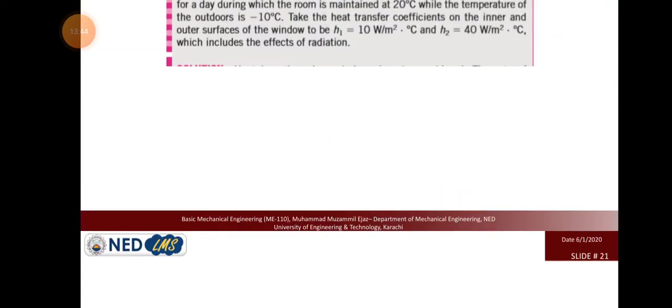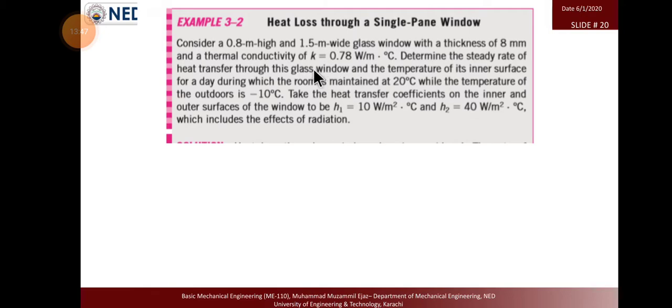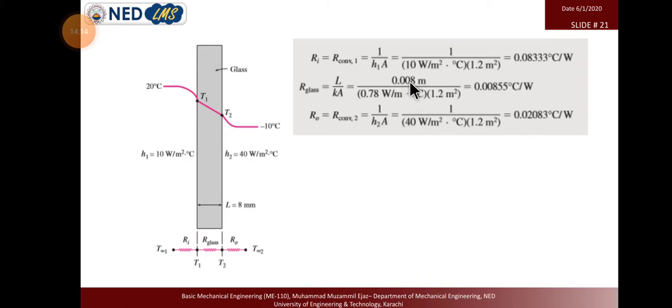And for the resistance of the glass, the length is 0.008. The length is basically the thickness. So the thickness of the glass is 8 millimeter. If we convert that 8 millimeter into meter, we divide by 1000, so it becomes 0.008. So L is the thickness, K is the thermal conductivity of the glass, and then we have the area 1.2 meter square.